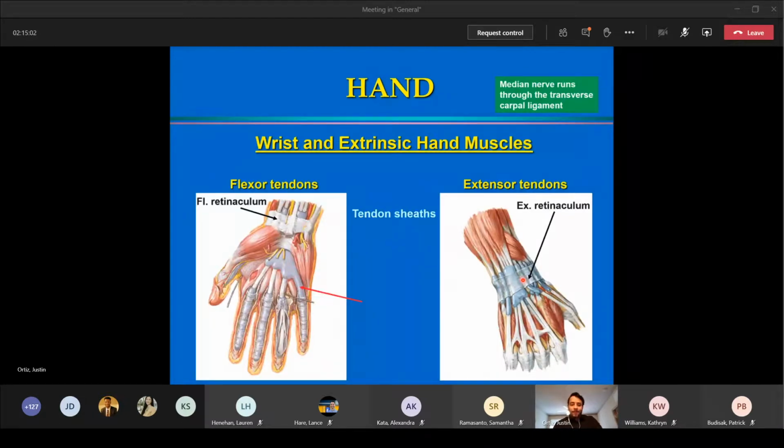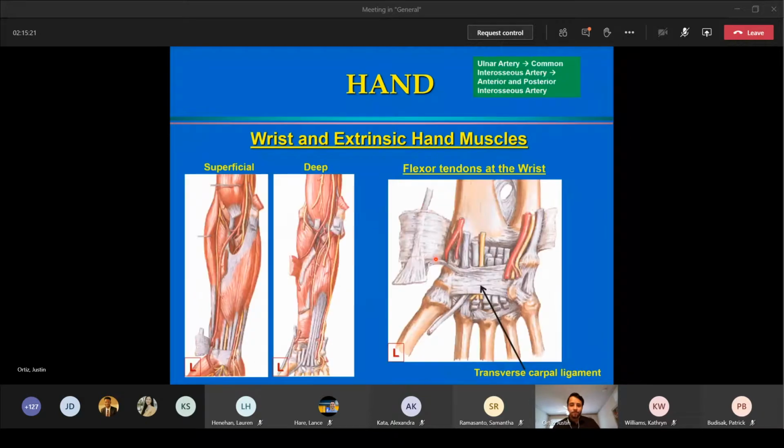So the most important thing on this slide is just to know that the median nerve runs through the transverse carpal ligament. I think that's about it. You just need to know you have a flexor retinaculum on the front side and extensor retinaculum on the posterior side, right? But the median nerve runs through the flexor retinaculum on the anterior side, right? That's it.